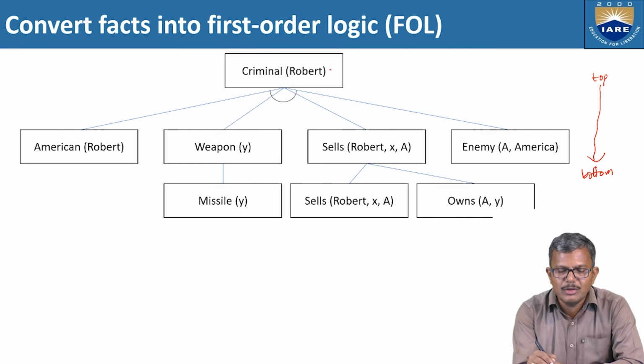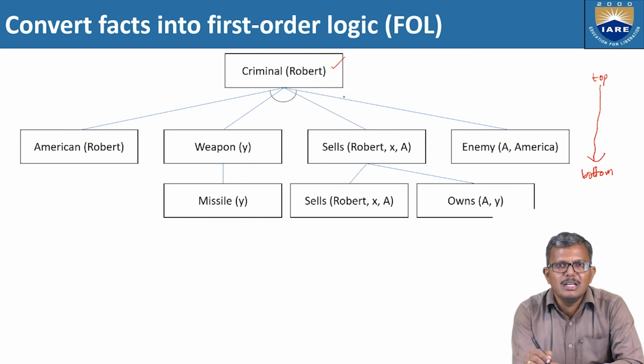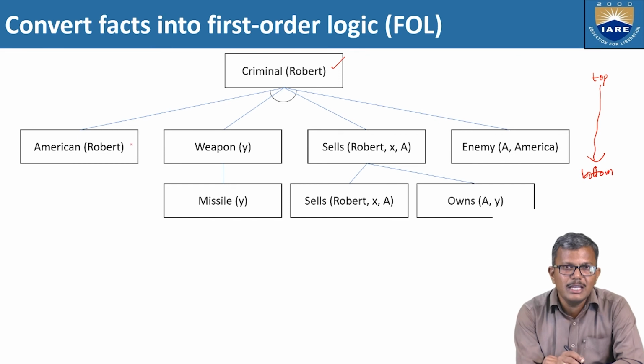Okay, so we are starting from this point itself. What is that? We are directly telling that Robot is a criminal. So immediately, what will be the next question? You have to prove it. How can we prove it? By taking the help of the facts.